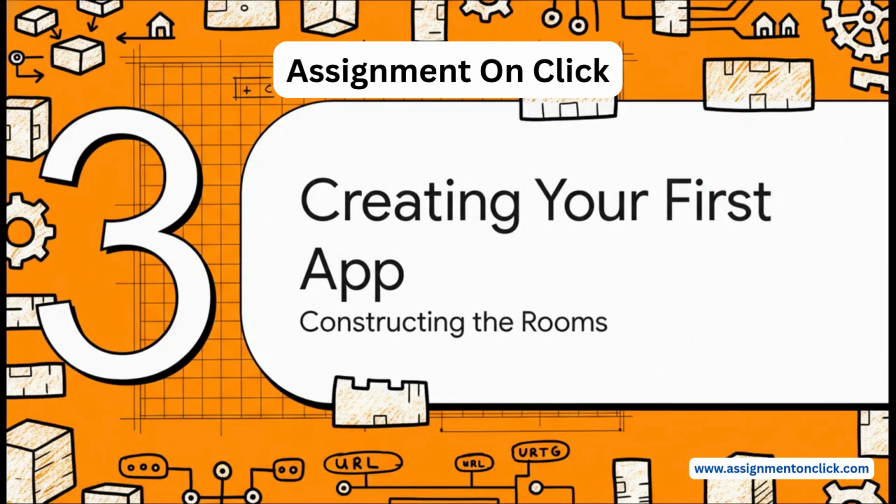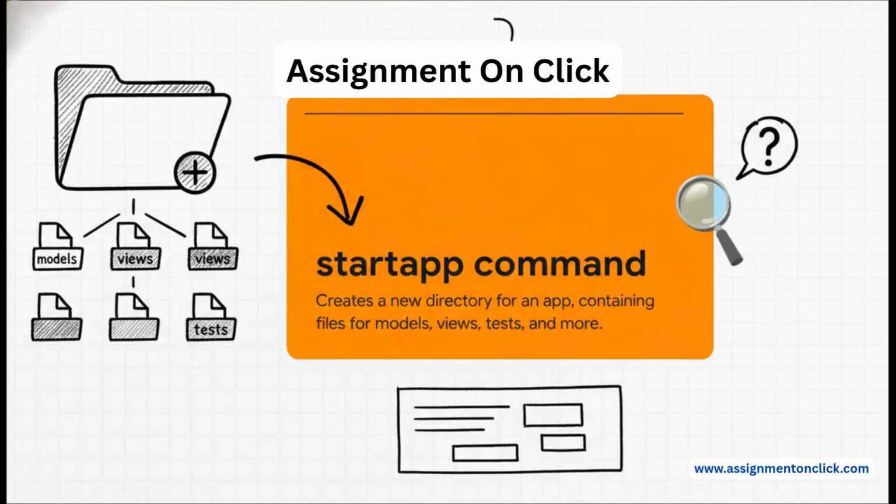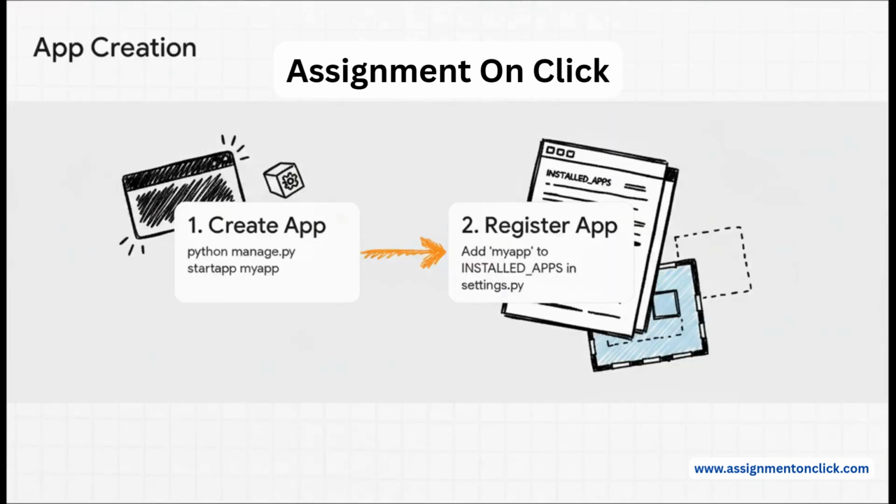Next up, section 3, creating your first app, or as I like to think of it, constructing the rooms. With our foundation set, it's time to actually start building out the individual rooms, the features of our application. And for this, we use a specific command called startapp. And what's so cool about this is that this one little command automatically builds the entire directory structure for our new app. It gives you all the files you're going to need for your models, your views, your tests, everything right from the get-go.